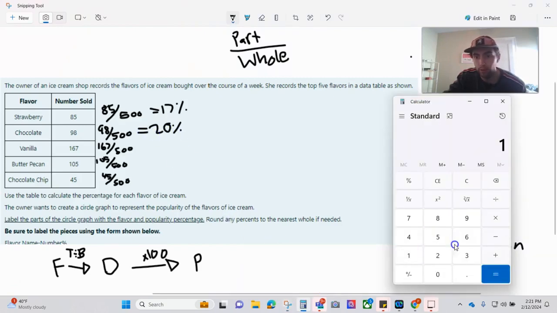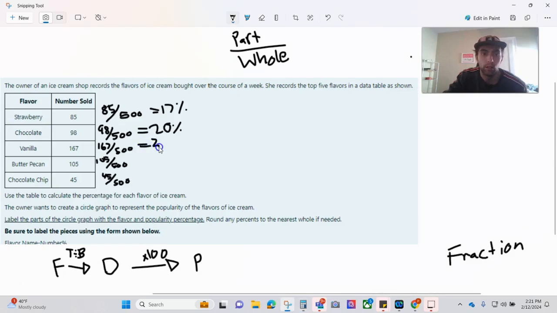167 divided by 500 to turn it into a decimal. Now let's turn it into a percent by timesing by 100. 33.4. Is 33.4 closer to 33 or closer to 34? It is closer to 33. So if we round to the nearest whole, it would be 33%.